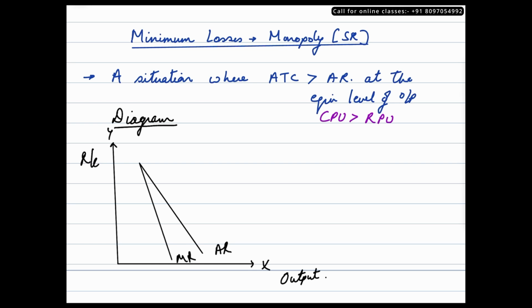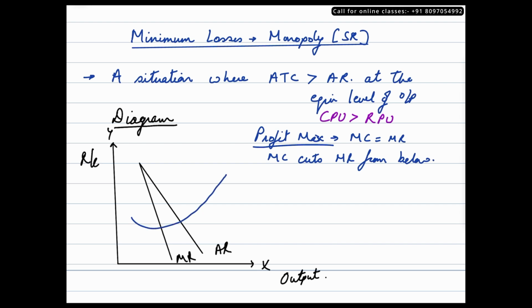Now, what is the profit maximizing condition? Profit maximization happens when marginal cost is equal to marginal revenue, and condition number 2 is marginal cost cuts marginal revenue from below, correct? So let's put a marginal cost curve in this. Let us say this is the marginal cost curve, and marginal cost curve is intersecting marginal revenue curve at this particular point from below, correct?